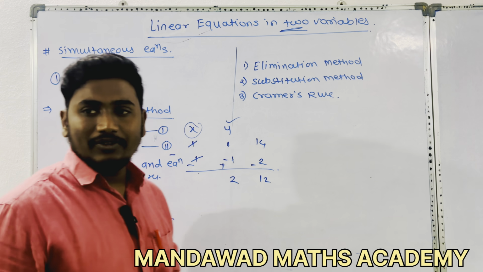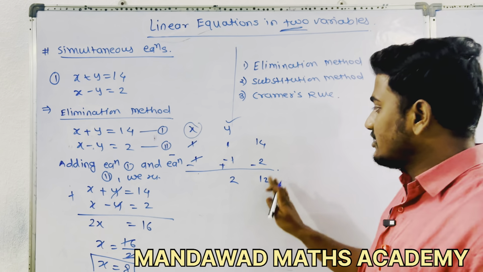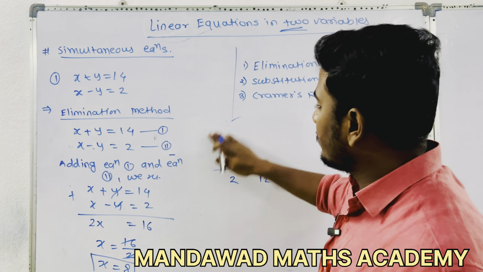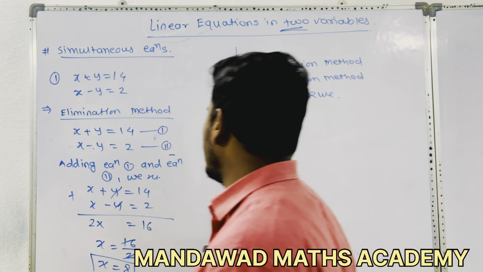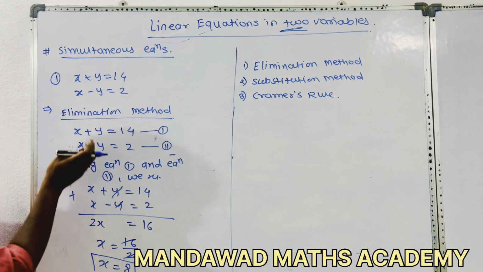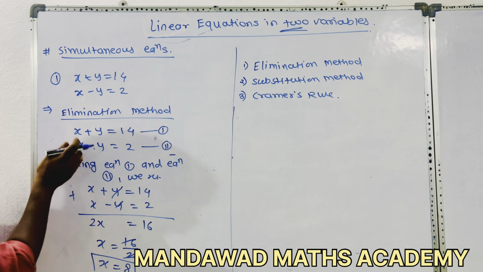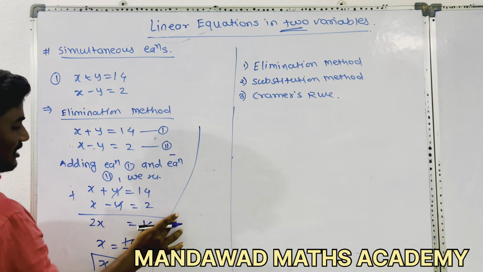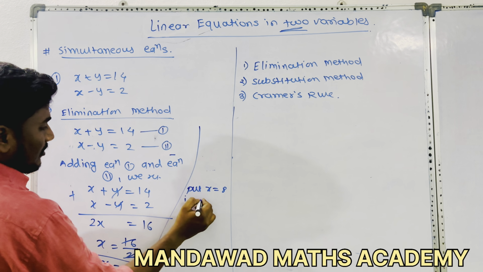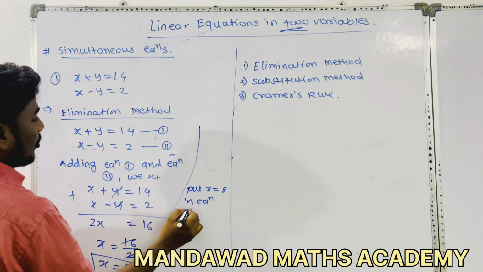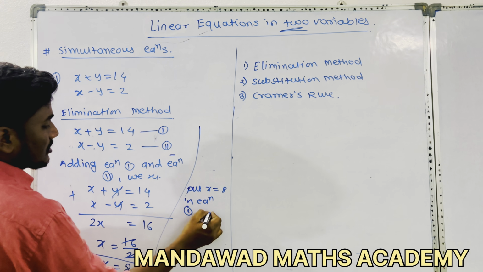We get the value of x, and you can find the value of y easily by substituting this value of x in equation number 1 or 2. You can substitute this x equal to 8 in equation 1 or 2 as you wish. Suppose I put x equal to 8 in equation 1, we get.